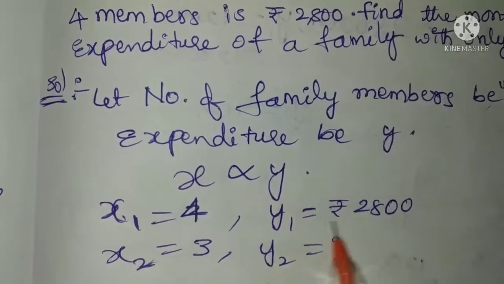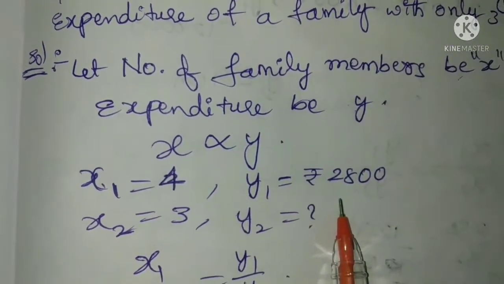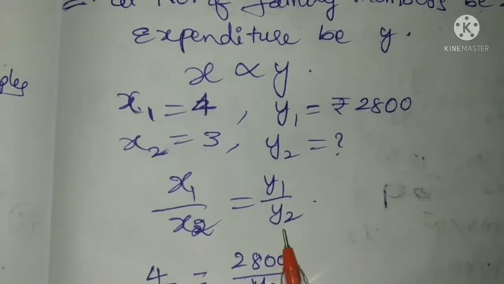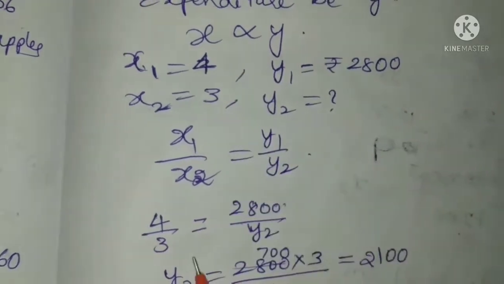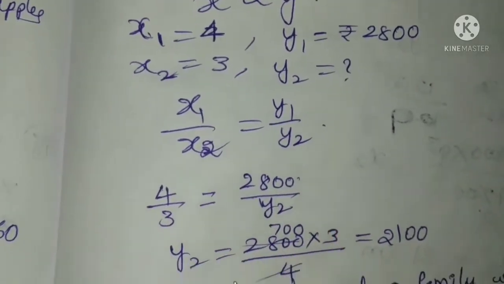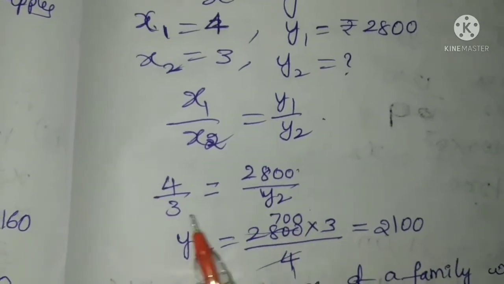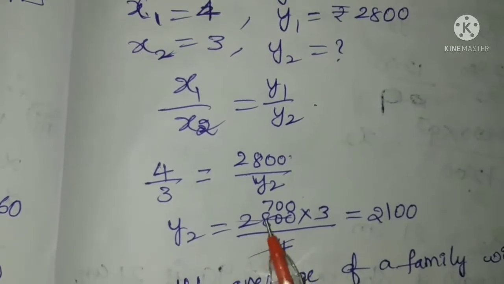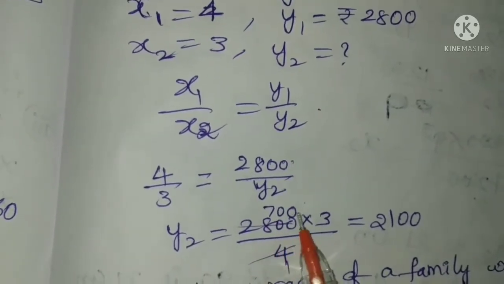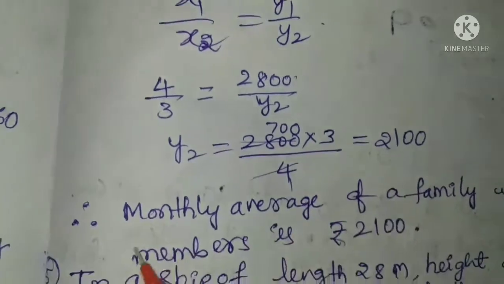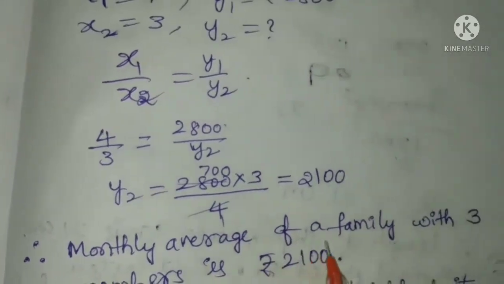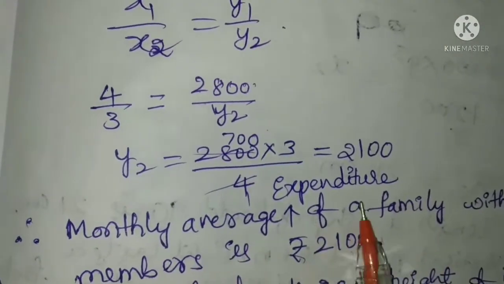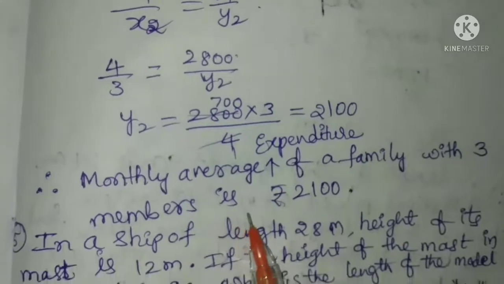x1 is 4 family members, y1 is 2,800 rupees. x2 is 3 members, y2 is how much? x1 by x2 is equal to y1 by y2. 4 by 3 is equal to 2,800 by y2. y2 goes here, 4 comes down, 3 goes up. 2,800 into 3 by 4. 4 sevens are 28, 2 zeros. Into 3, 2,100. Therefore, the monthly average expenditure of a family with 3 members is rupees 2,100.